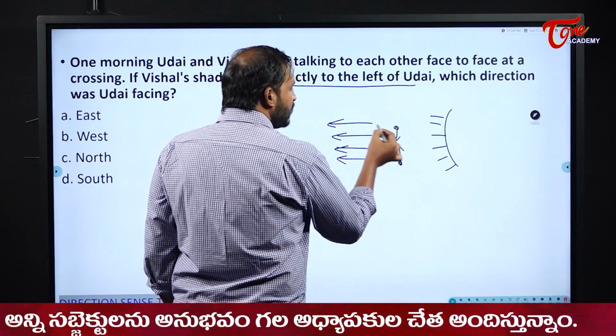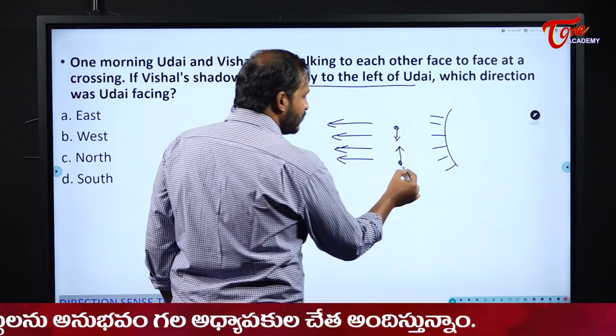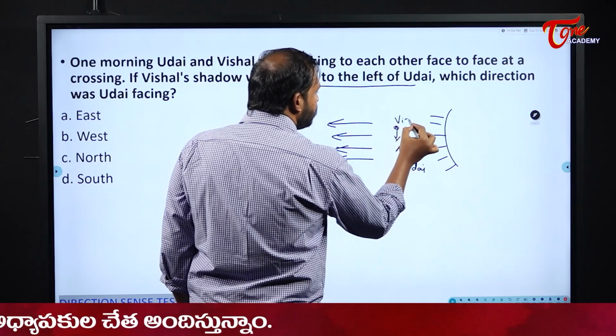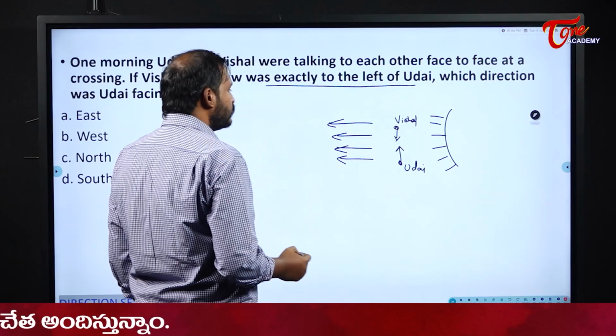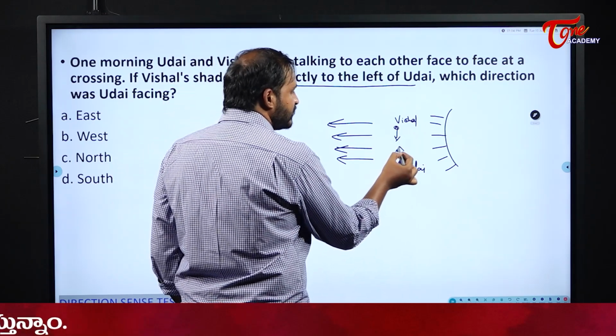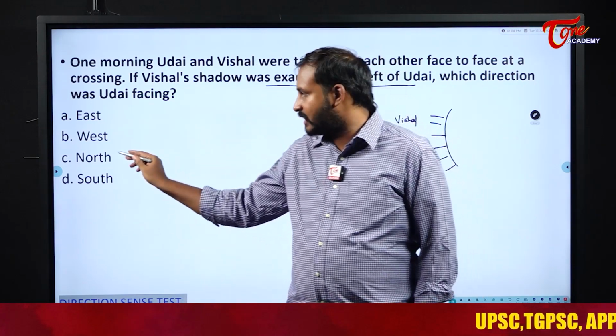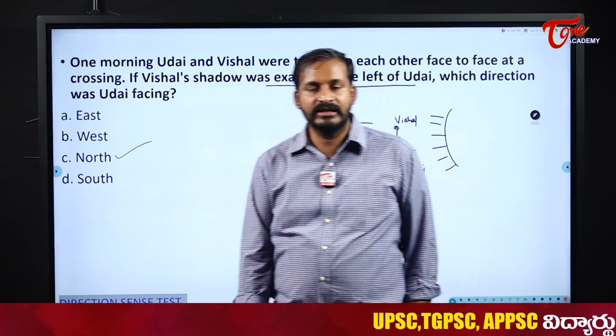If I place Uday here, this will become right side of Uday. So definitely Uday should be placed here. If Uday is here, what about Vishal? Vishal will be here. Now, which direction was Uday facing? Uday is facing which direction, students? Uday is facing north direction. So, our answer here becomes north.